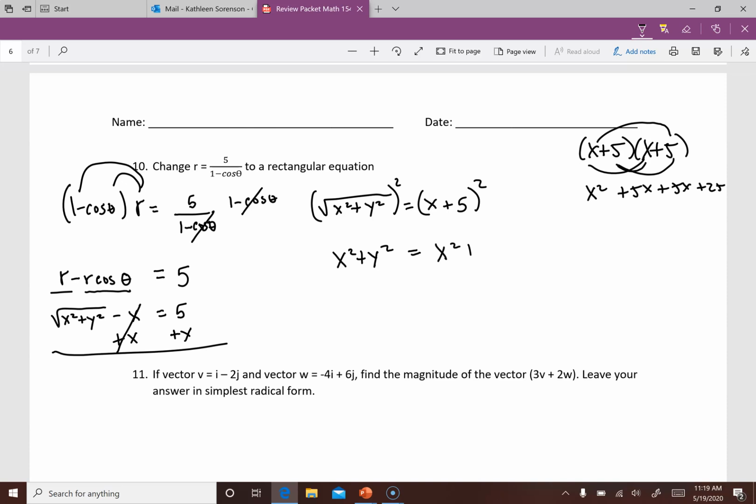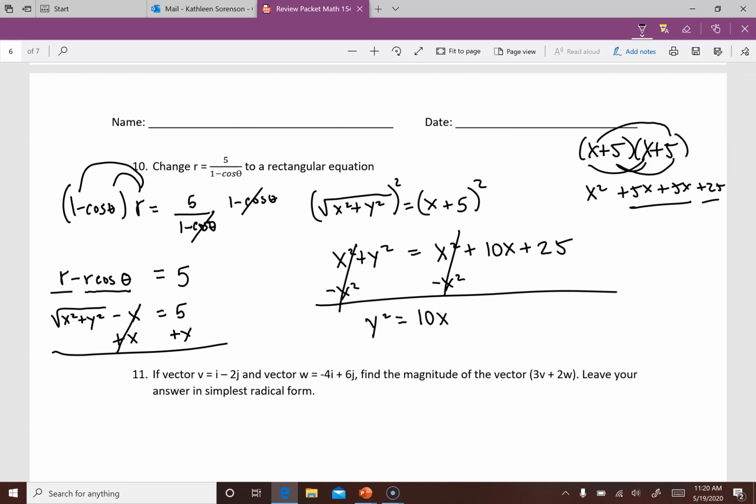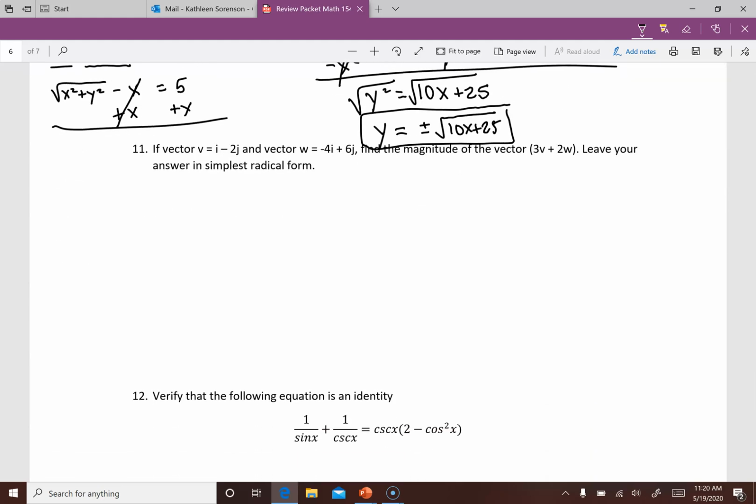So this is going to be x squared plus the 5x's become a 10x, plus 25. I want to solve for y, so I'm going to go ahead and subtract x squared from both sides. And that gives me y squared equals, this disappears as well, or cancels out, 10x plus 25. Then we need to square root both sides, and I'm just left with y equals plus or minus the square root of 10x plus 25. That's it.